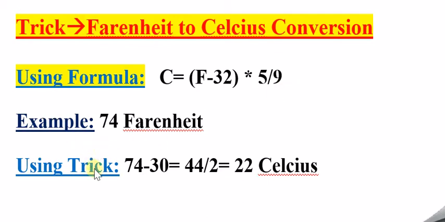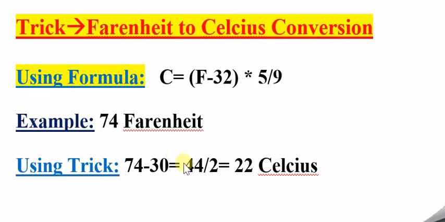Now, how to make use of the trick? Whatever temperature in Fahrenheit is given, just blindly subtract 30 from that. So 74 minus 30, that comes to 44. Whatever answer comes, you just divide it by 2. 44 divided by 2 is 22. That is the answer. Whatever answer comes after subtracting 30, just divide it by 2.